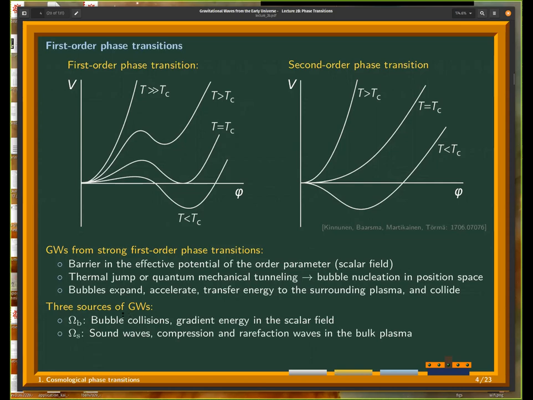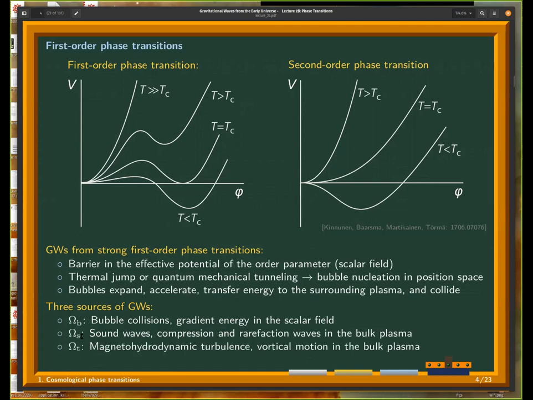A second source are sound waves in the plasma. These sound waves are created by the bubbles sweeping through the plasma, if there is a sufficient interaction between the bubbles, the scalar field, and the plasma. Okay, and these sound waves just correspond to compression and rarefaction waves in the plasma. And they can also source gravitational waves, and I want to call the corresponding contribution Omega_s.